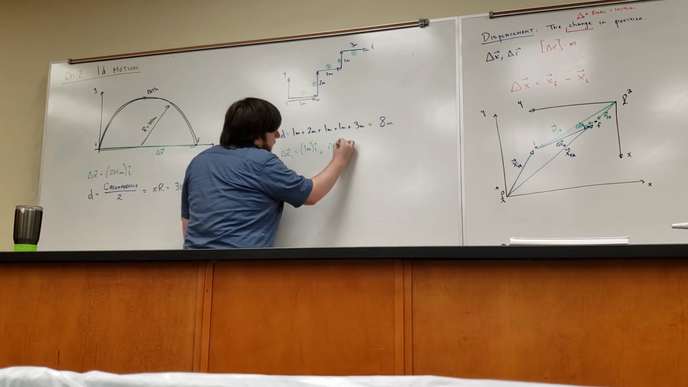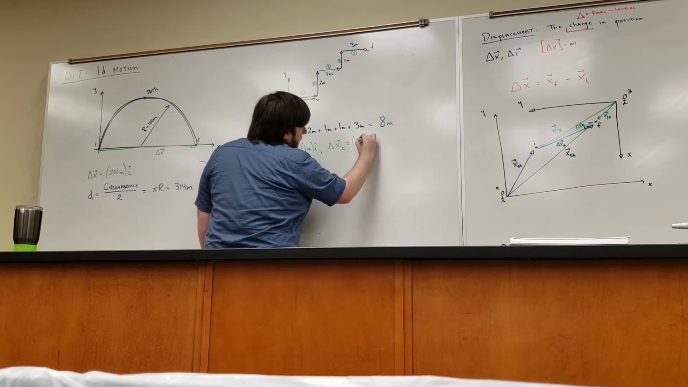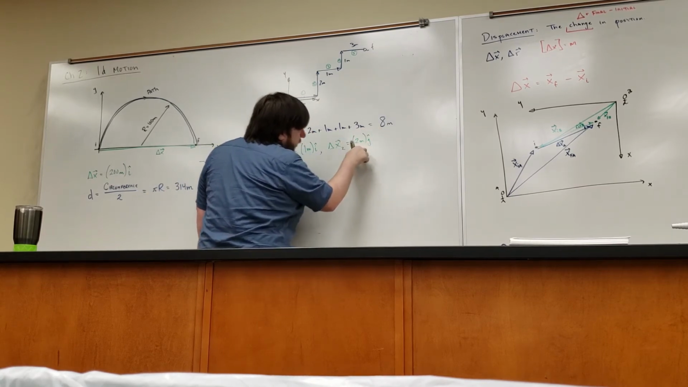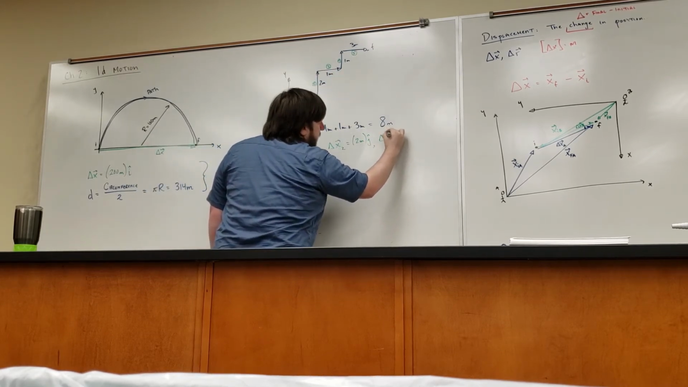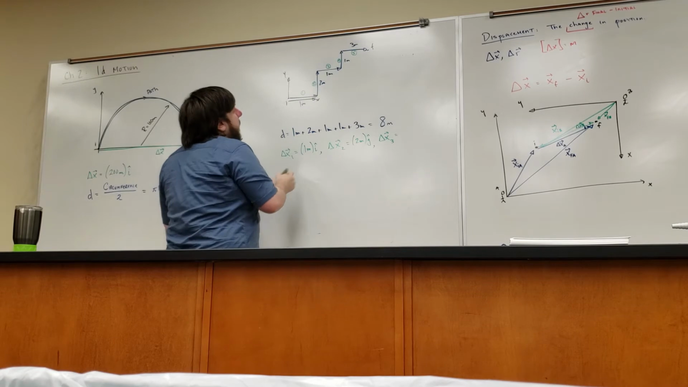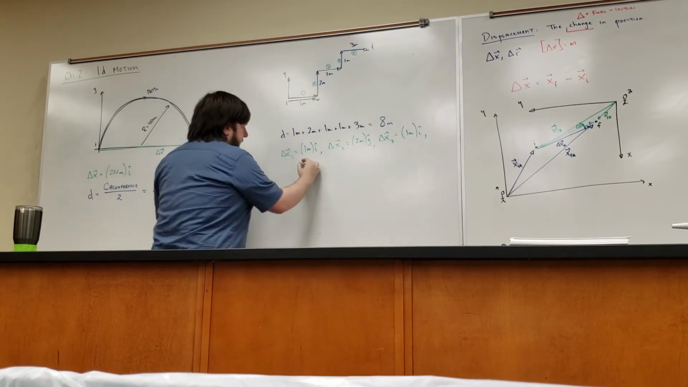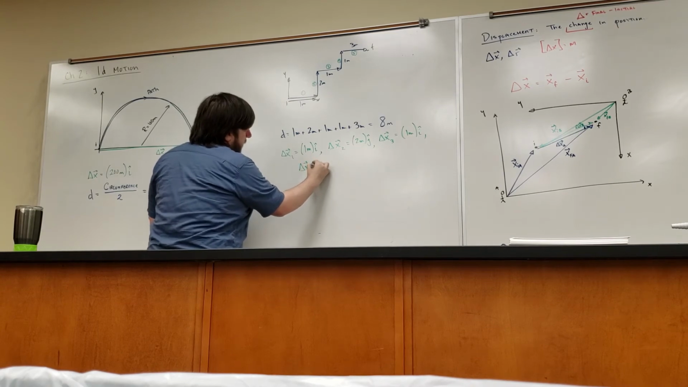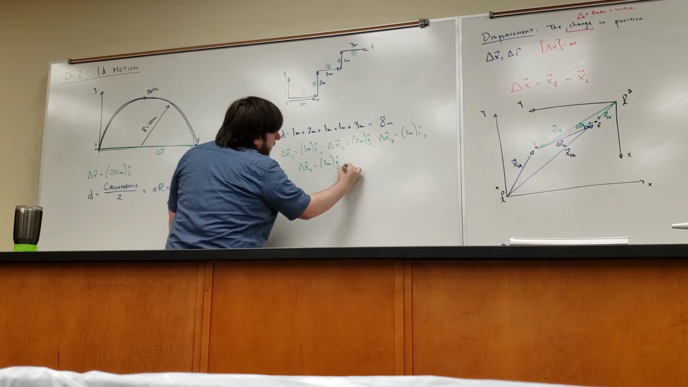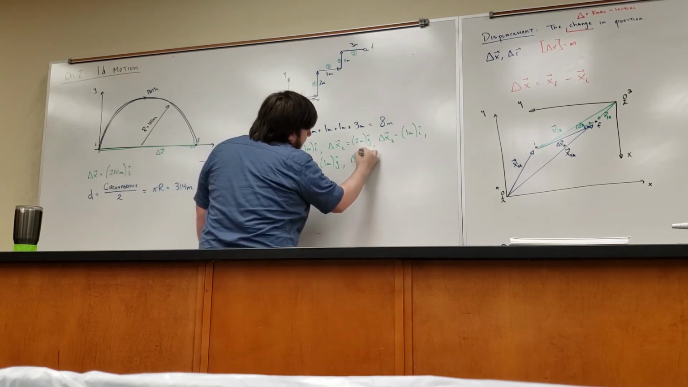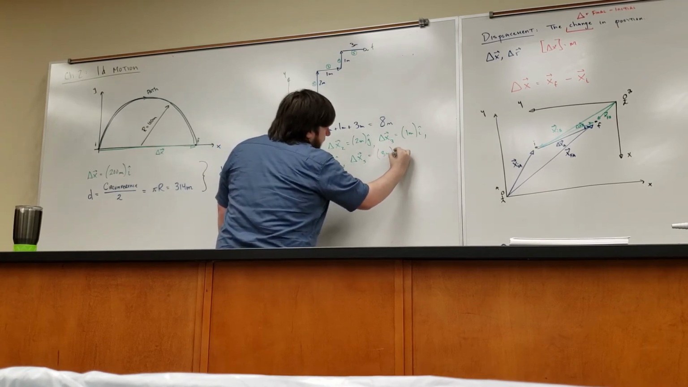What about the displacement along path 2? 2 meters in the y direction, so it's 2 meters j hat. What about the displacement along path 3? 1 meter in the x direction, so it's 1 meter i hat. What about the displacement along path 4? 1 meter in the y direction, so it's 1 meter j hat. And what about the displacement along path 5? 3 meters in the x direction, so 3 meters i hat.